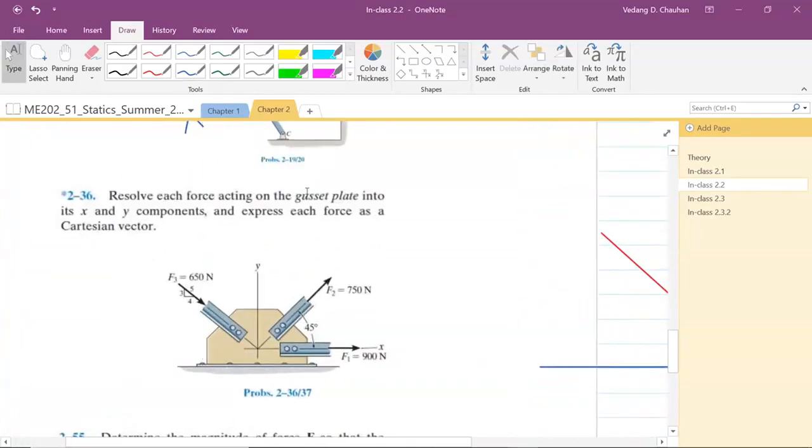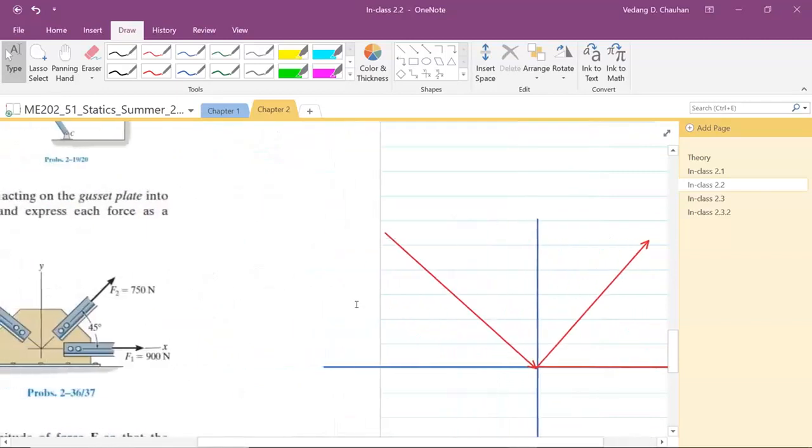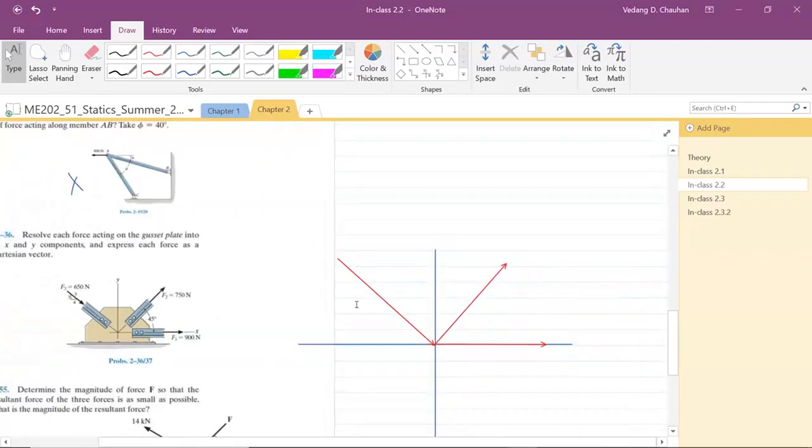So resolve each force acting on the gusset plate into its x and y components. Express each force as a Cartesian vector. So there are three forces here, F1, F2 and F3. So it will be good if we draw a simplified diagram. So we define the x-axis here, define the y-axis as positive going up, okay, and write down the value of F1 as 900 Newton, F2 as 750 newtons, and F3 as 650 newtons, and define the angle, which is 345, and this is 45 degrees.